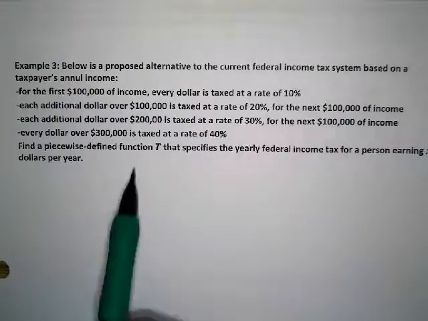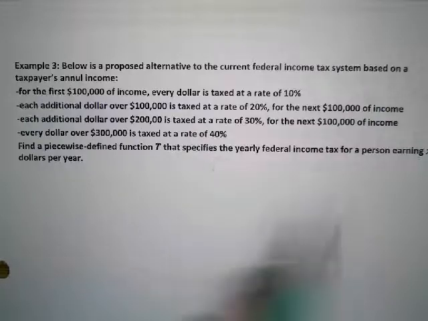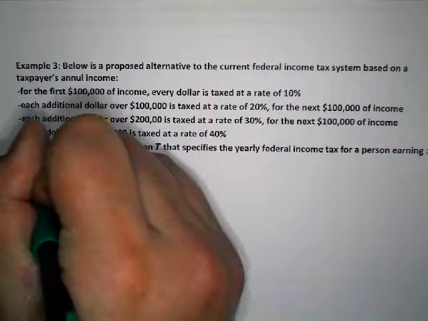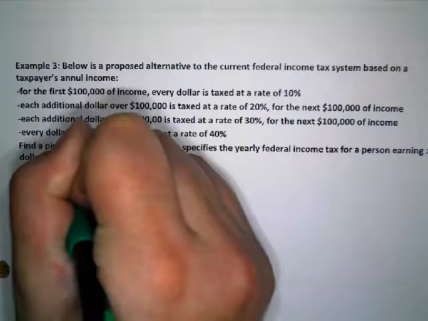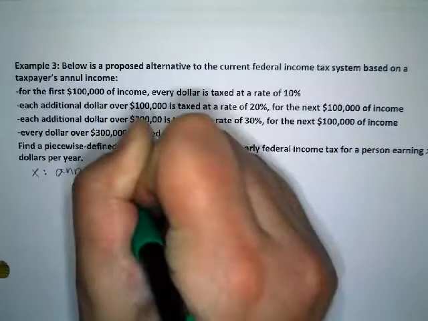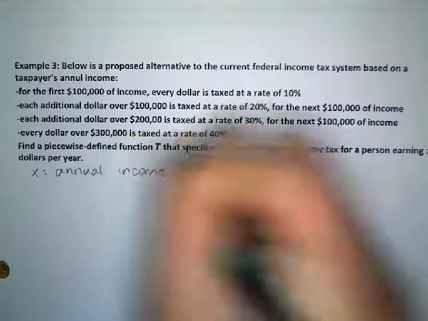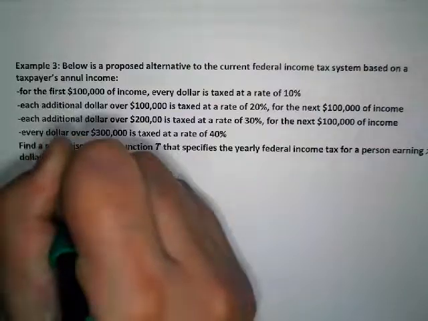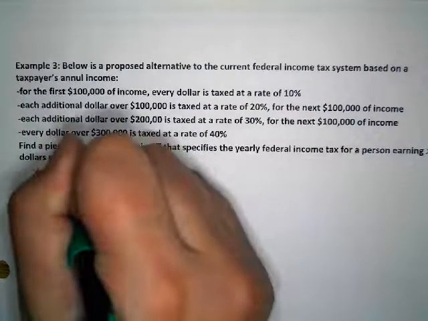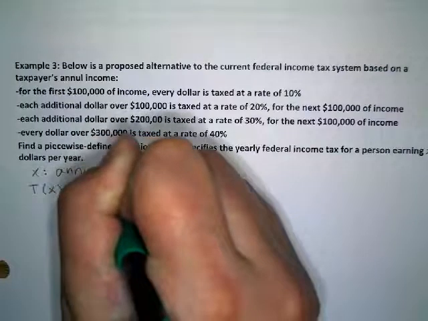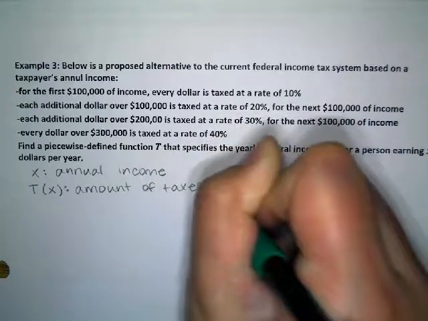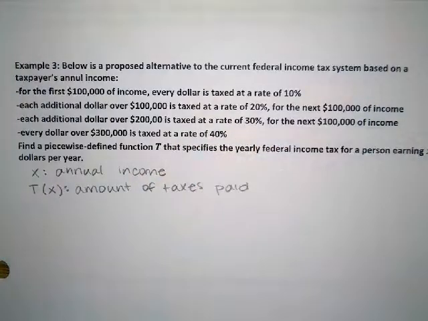Find a piecewise function, T, that specifies the yearly federal income tax for a person that earns X dollars per year. So I'm going to say X represents the annual income that somebody has. That's important to know. And then the function T with X plugged into it is going to be the amount of taxes paid. Good so far? Yeah? Okay.